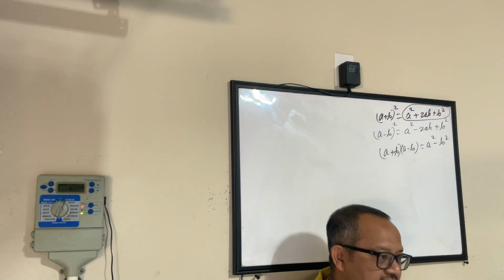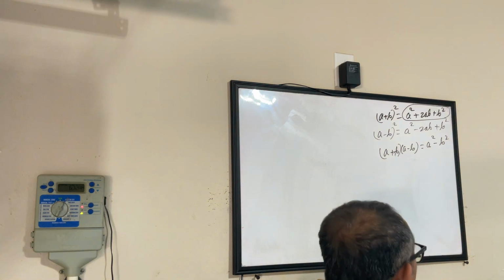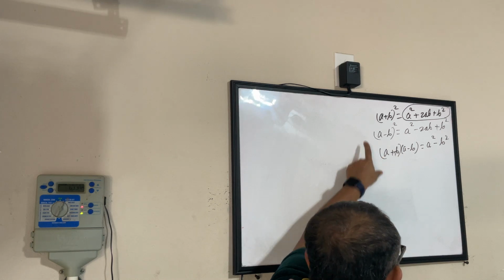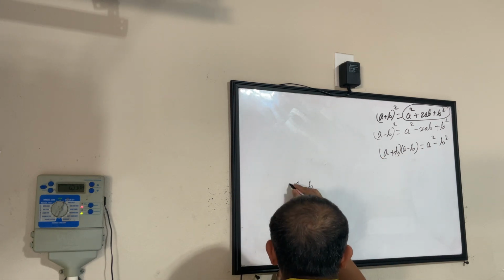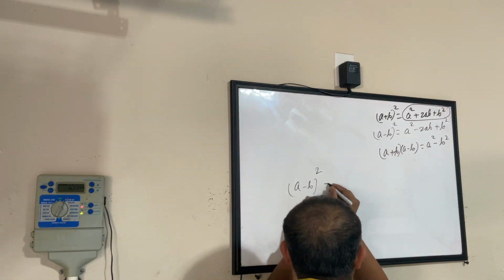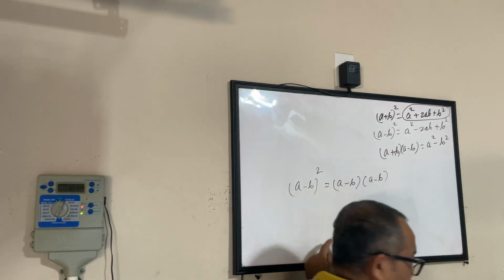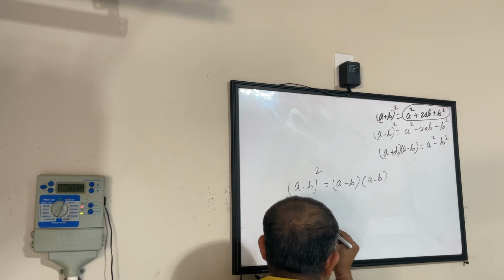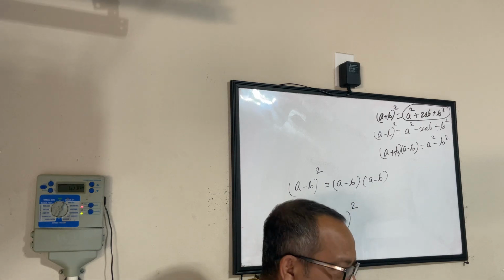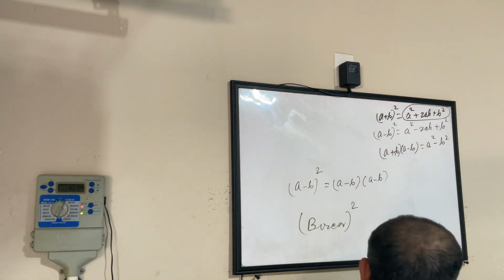Yes, Gitesh. Can you explain the second formula one more time? Second formula is it? This one? A square minus 2AB plus B square. Oh, okay. A minus B whole square. This is the one that we are trying to find out, correct? A minus B whole square is nothing but A minus B into A minus B, right? If I say Biren square, it is Biren into Biren, correct? Same way, A minus B whole square is A minus B into A minus B, okay?